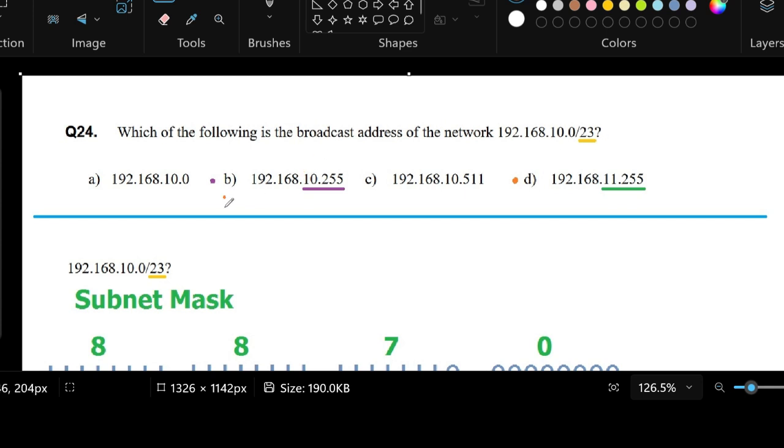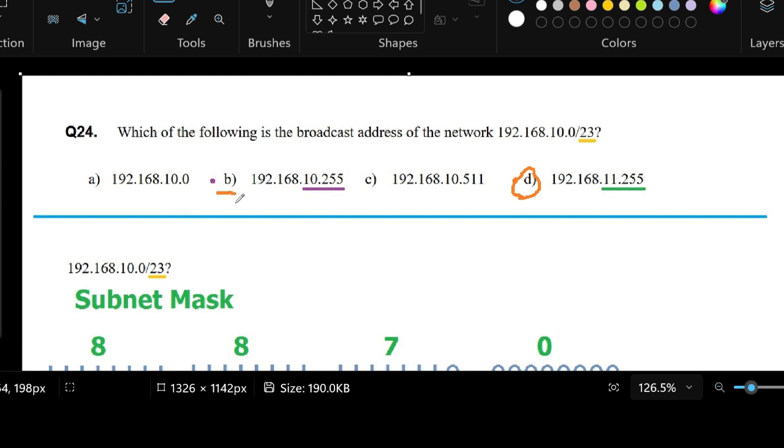I ended up choosing the wrong answer, letter B, because the correct answer is supposed to be letter D. Now, we need to know why I chose B and why D is the correct answer. And the rest, why are they not even included in the likely answers?